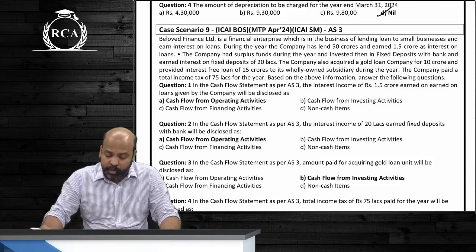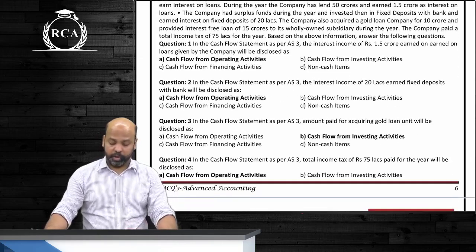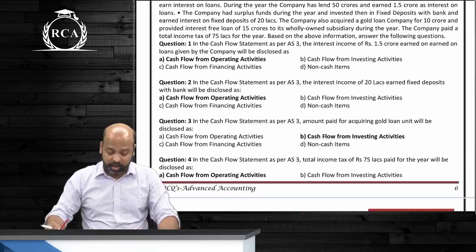The company also acquired a gold loan company for 10 crores and provided an interest-free loan of 15 crores to its wholly owned subsidiary during the year. The company paid a total income tax of 75 lakhs for the year. Based on the above information, answer the following questions. There's no computation anywhere, beta.